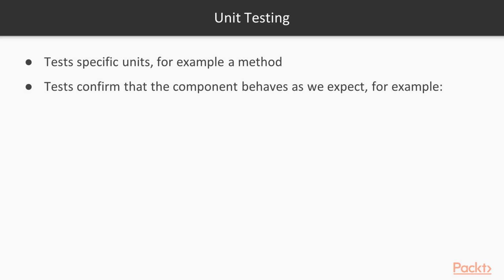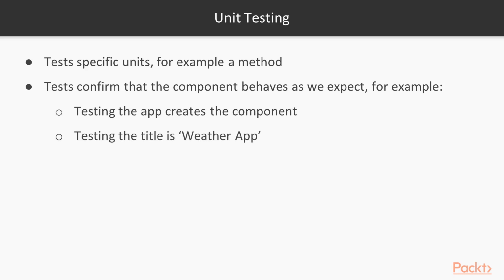So first of all, unit testing. Unit testing is the idea of testing the smallest piece of code available. So for example, that could be a method, or it could be just that a string is displayed correctly. And these tests all build up to confirm that a component behaves as we expect it to. For example, testing the app actually spins up the component, testing a title, or testing that our services get data, and that's what we're going to look at.